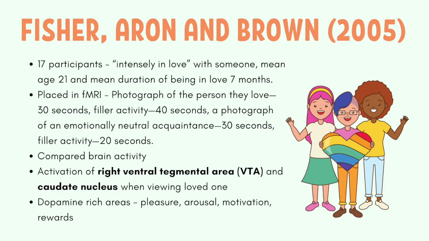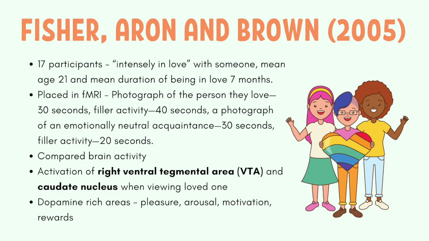The participants were 17 young adults who were screened for the duration and intensity they were in love with their partner for. They were then placed in the fMRI scan and asked to view images. First, they viewed an image of their loved one for 30 seconds, followed by a distraction task for 40 seconds, followed by another image of a neutral acquaintance, and the final task was a 20-second filler task.